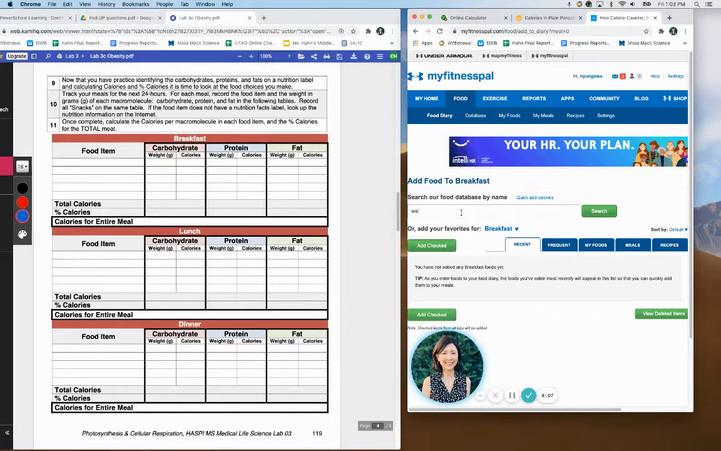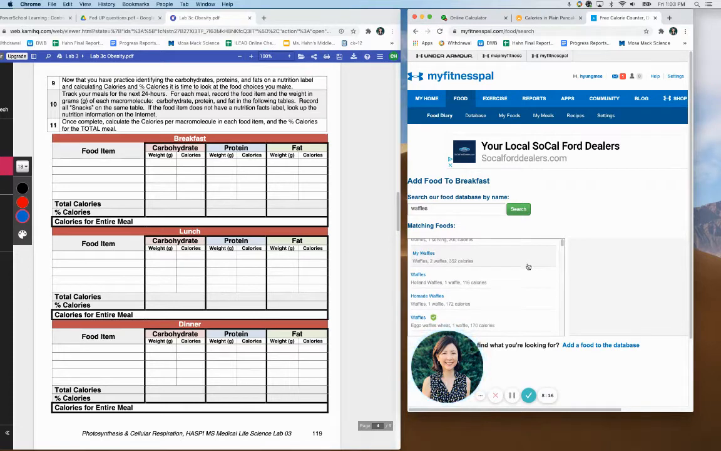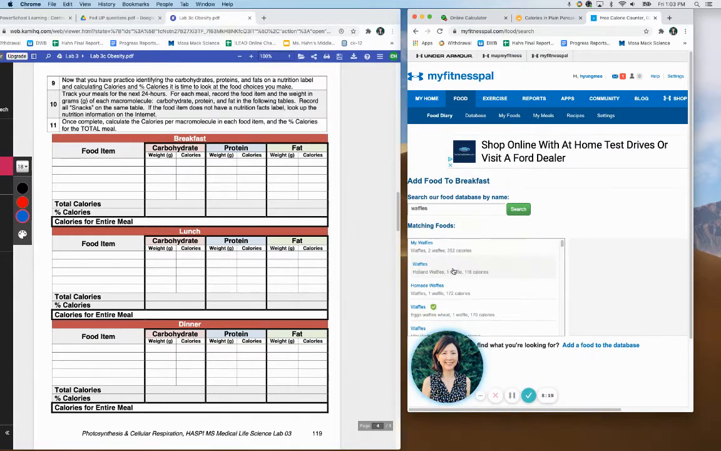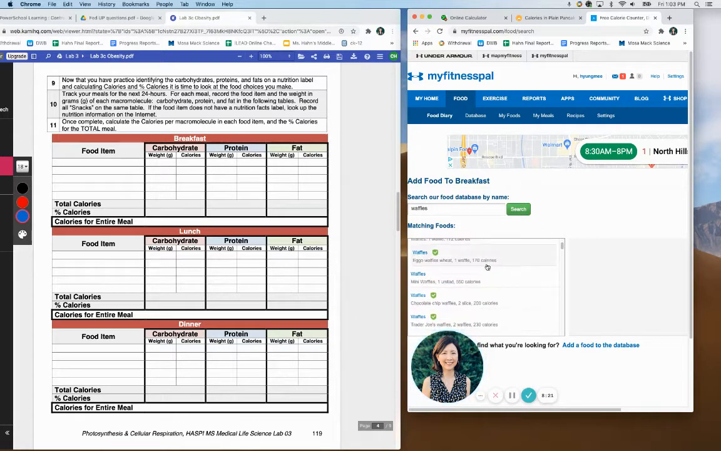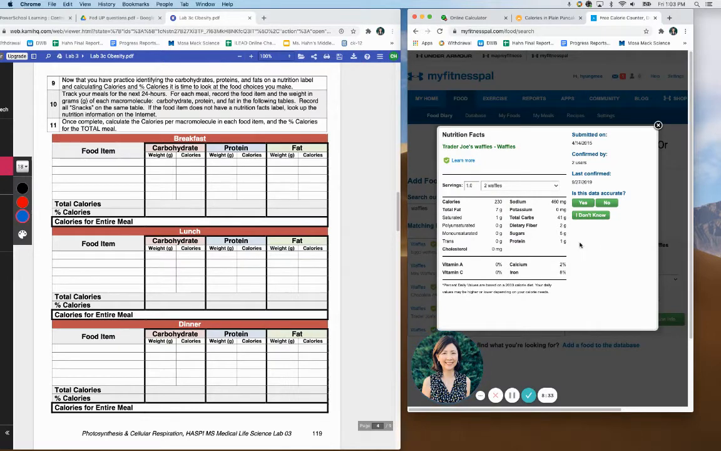But let's say I had waffles, and there's different kinds of waffles. So depending on how many and what brand, we actually have Trader Joe's waffles at my house. So I'm going to pretend I had 2 waffles, and I'm going to put in the nutrition info. So it gives me the carbs is 41 grams, the protein is 1 gram, and fat is 7 grams. And it gives me the calories too.